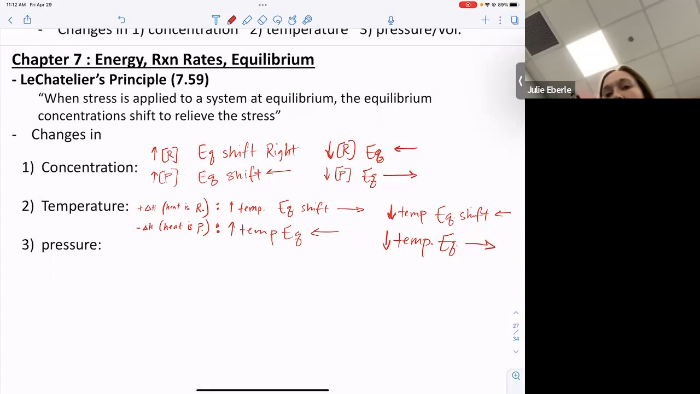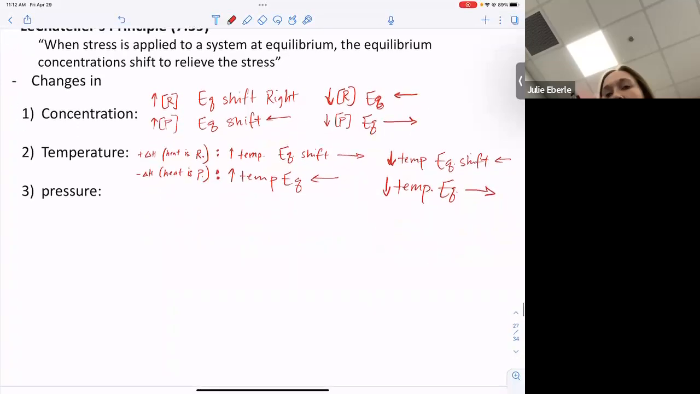Okay, back to our code. Changes in pressure. Here I'm not going to draw these arrows, or as many, but the first thing you want to do, step one, is count how many moles of gas are on each side of your equation. Figure out which side has more moles of gas and which has fewer moles of gas.